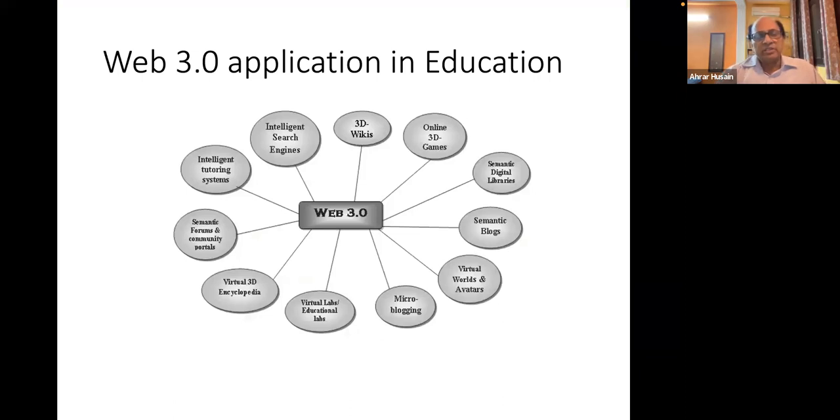The applications in education of Web 3.0, as predicted by educationists, are 3D wikis, online 3D games, semantic digital libraries, semantic blogs, virtual world avatars, microblogging, virtual labs, education labs, virtual 3D encyclopedia, semantic forms, community portals, intelligent tutoring, and intelligent search engines. So you can see that everything will be in the form of 3D. So this means when the full services of Web 3.0 are available, our digital world will be a 3D digital world.